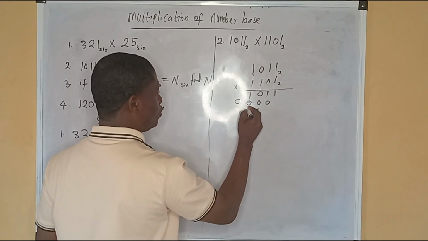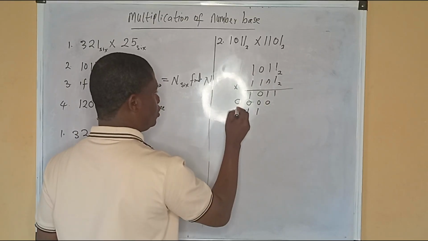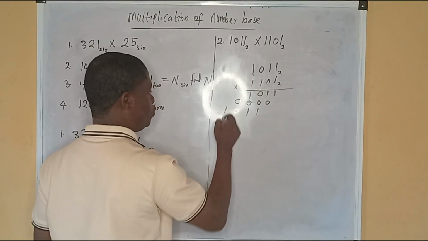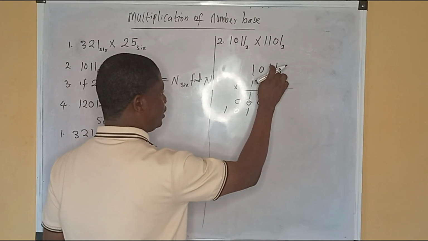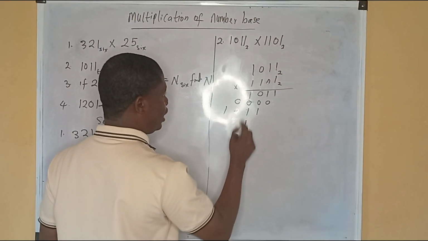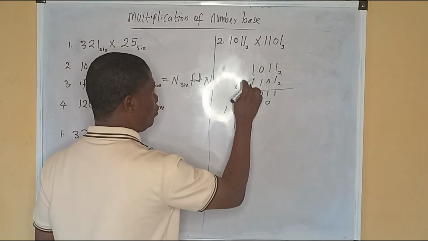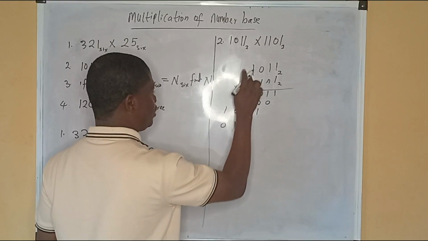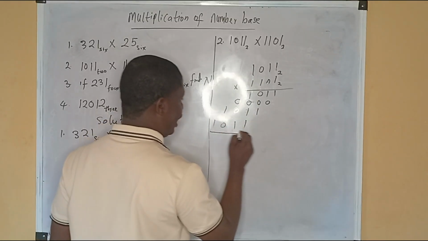1 times 1 is what? 1. 1 times 0 is what? 0. 1 times 1 is what? 1. So 1 times 1 is what? Is 1. 1 times 1 is 1. 1 times 0 is what? 0. 1 times 1 is what? 1. So now we add.